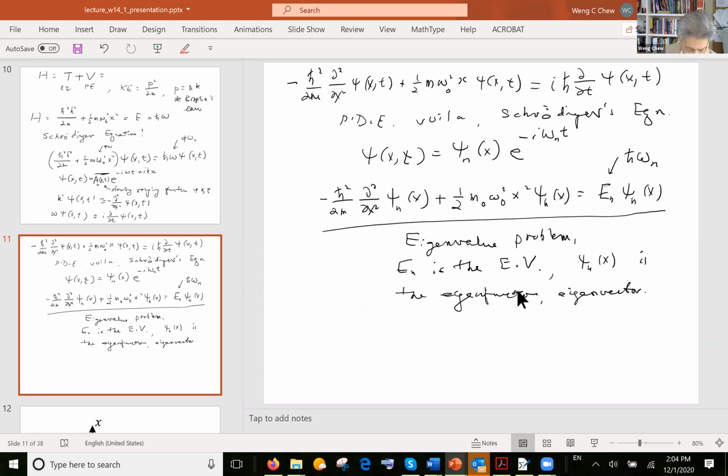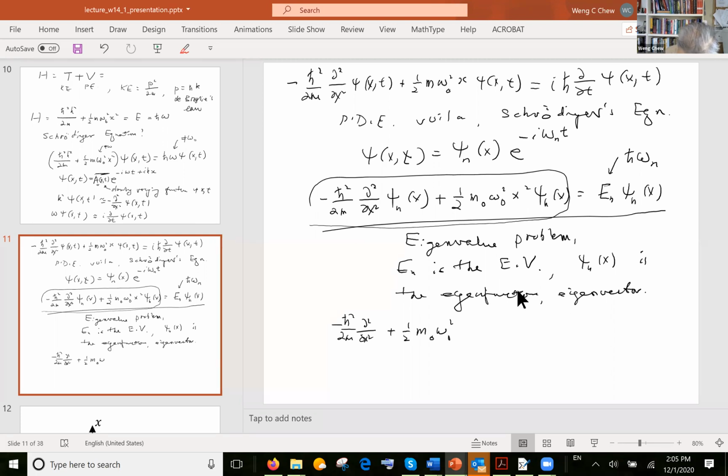And so what they like to do in the physics community is actually to write this using Dirac notation. You call this the whole thing. The whole thing can be written as minus h bar squared over 2m, partial squared over partial x squared, plus half m naught omega naught squared x squared, acting on psi sub n of x, equal to E n psi n of x.